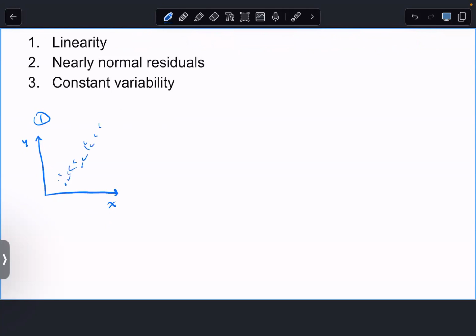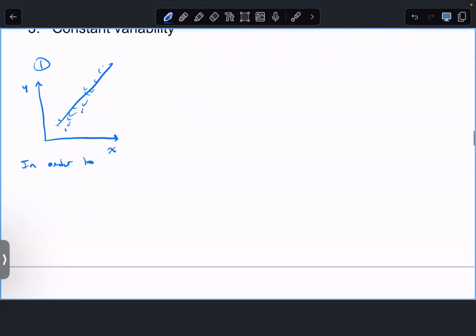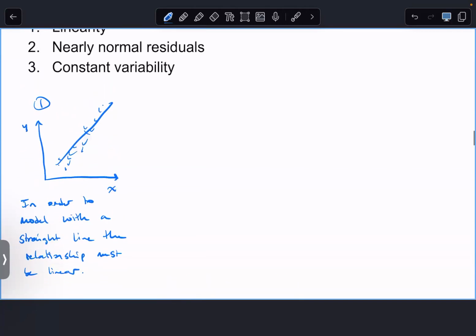So we have to have, in order to model with a straight line, the relationship must be linear. That's obvious, I think, at this point.